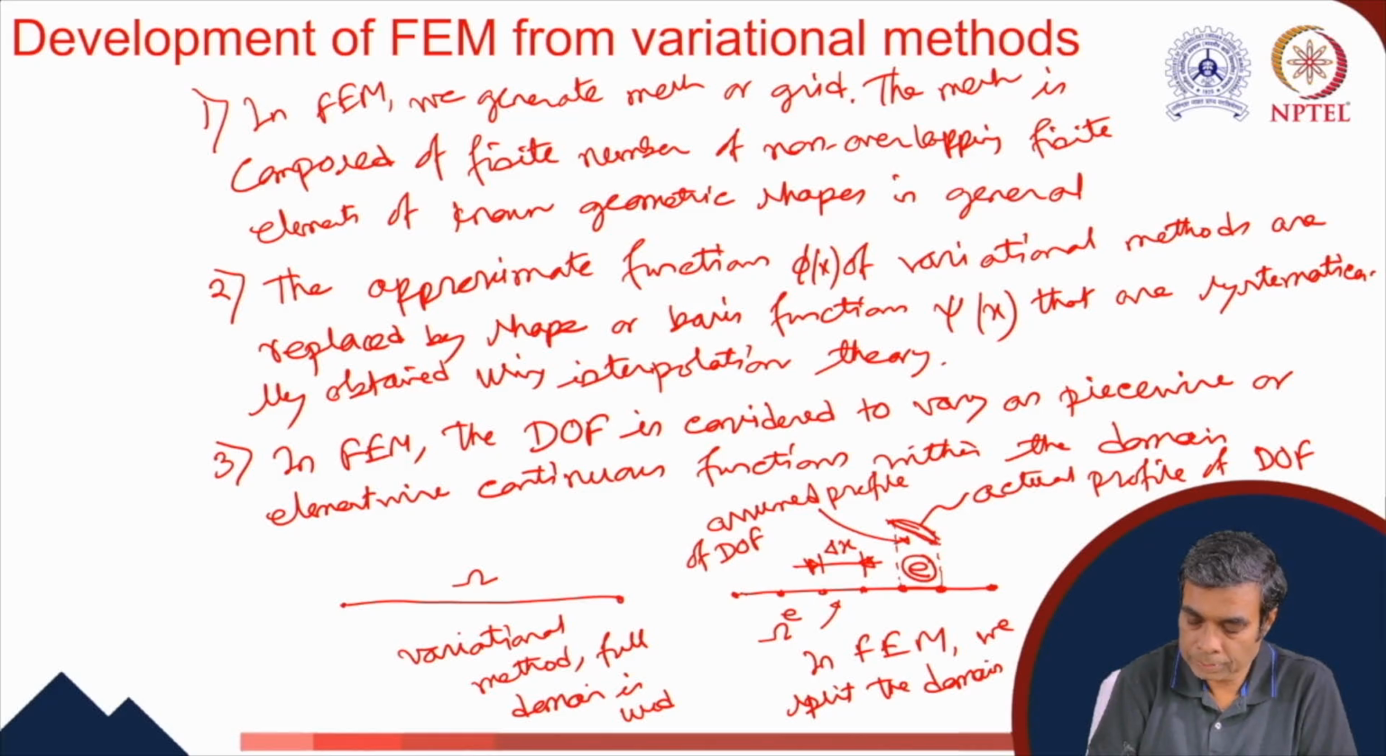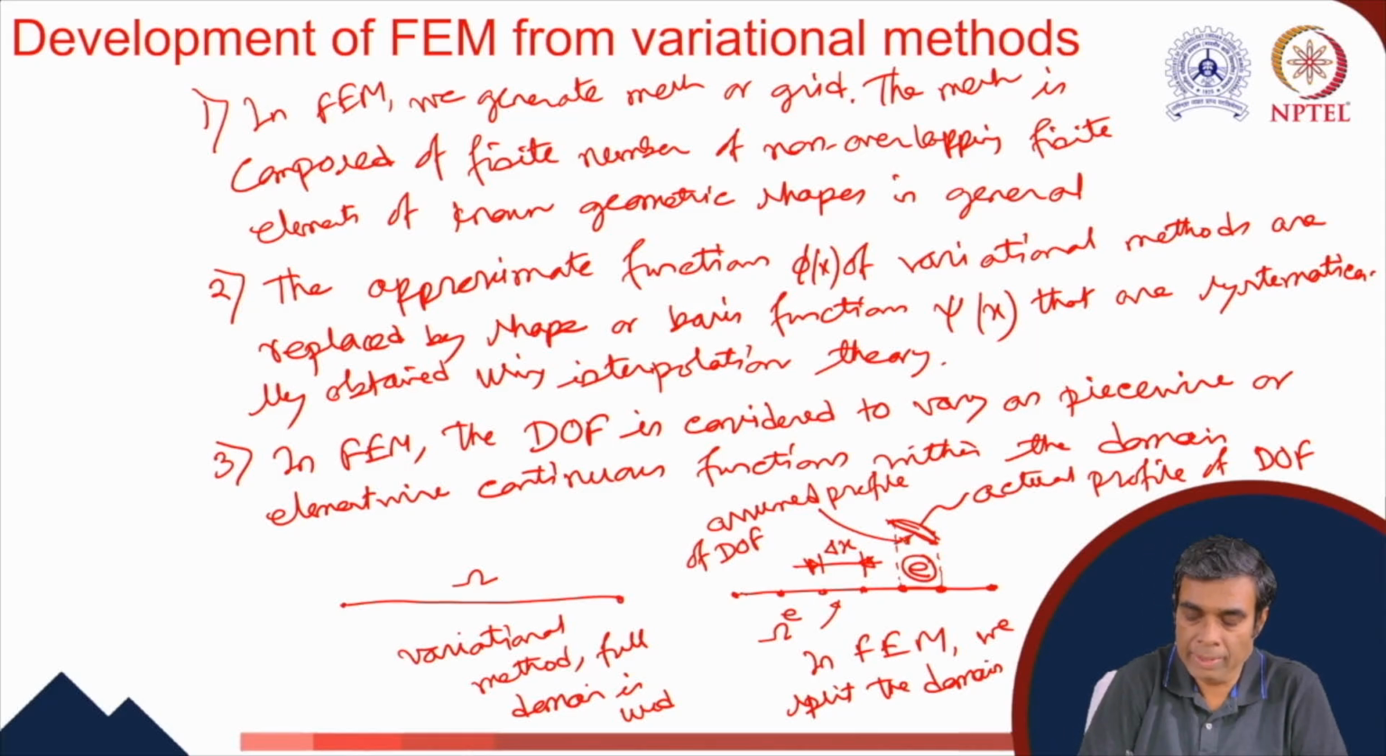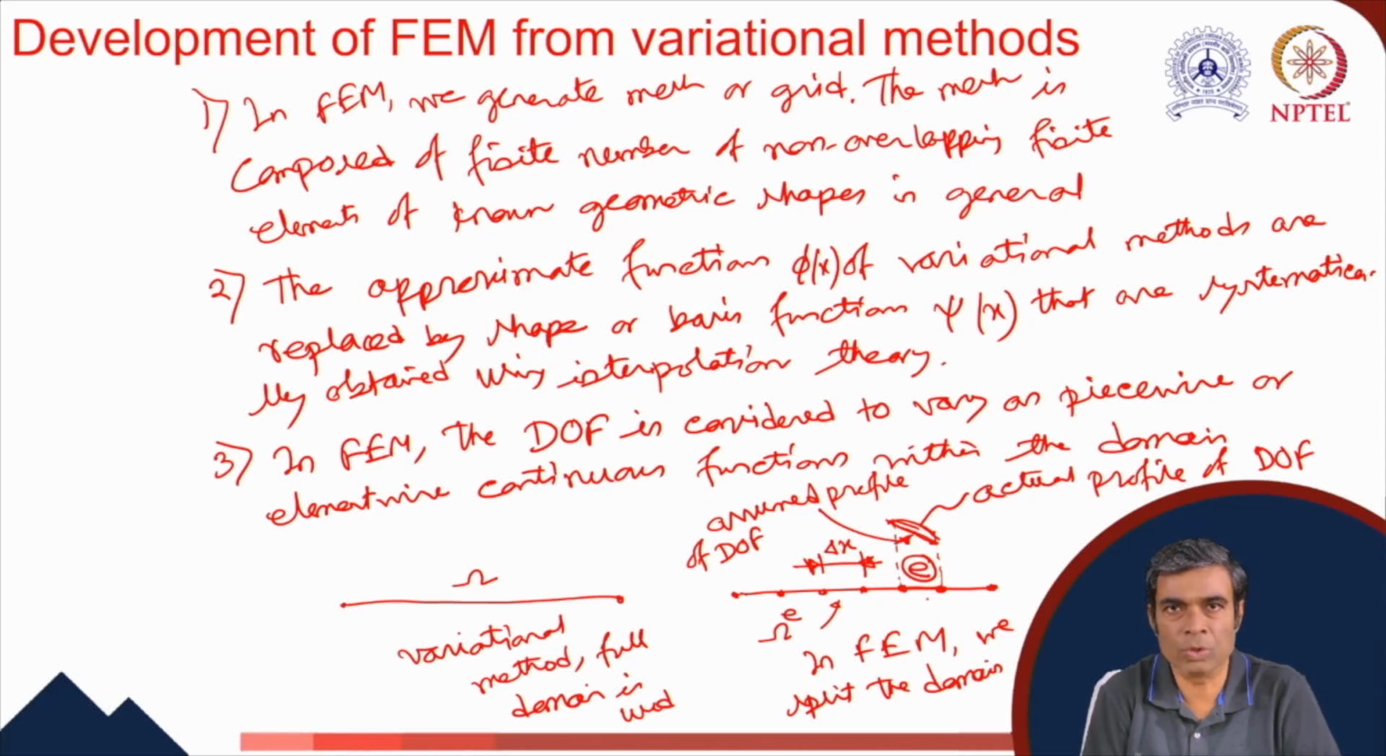Now, this assumed profile of DOF is based on the interpolation function. In this case, we are showing the assumed profile to be a straight line. It means that within this element E, there are two interpolation functions, one for node 1 and one for node 2. Both of them are linear functions. Because of that, this assumed variation is a linear combination of those two interpolation functions, and the linear combination is also a straight line.